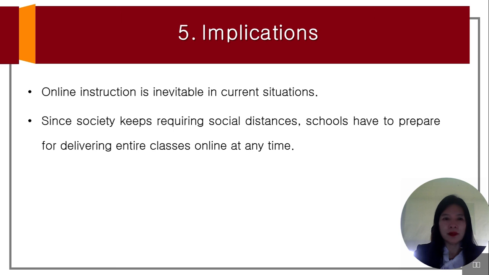Based on this result, I have implications, such as online instruction is inevitable in the current situation. We do not know when COVID-19 is over, so online or blended instruction should be delivered continuously. Even though there is some portion, the classroom portion should be implemented as well. Since society keeps requiring social distance, schools have to prepare for delivering entire classes online at any time. Even though next semester we will adopt the classroom instruction, we don't know when the social circumstances will change again. So students, and also schools, have to prepare all the time for delivering entire classes online.